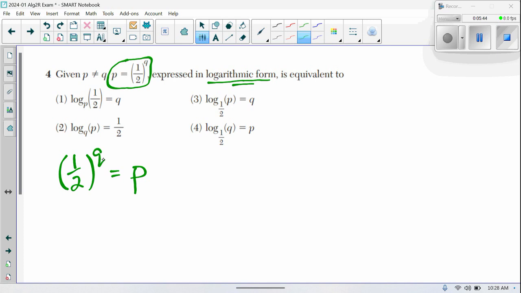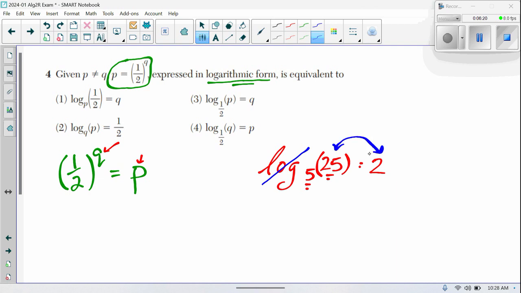all right? When I put something in log form, I really flip the exponents and what it's equal to. For example, if I have log base, I don't know, 5 of 25, it's really asking me what exponent of 5 is 25. Well, it's 5 squared. How do I know that? Because if I drop this log, I literally switch the exponent and what it's equal to.